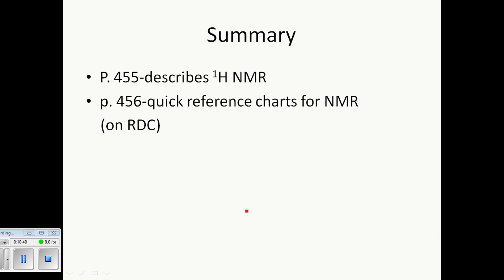I know that spectroscopy is all new to you, so it's going to be a lot to learn here. Take the time to read the lesson and do the problems, and we'll do a lot of practice and ask questions in class. There's a little bit of a description on page 455 on describing proton NMR, and page 456 has quick reference charts for NMR, which are the ones that are on your RDC.